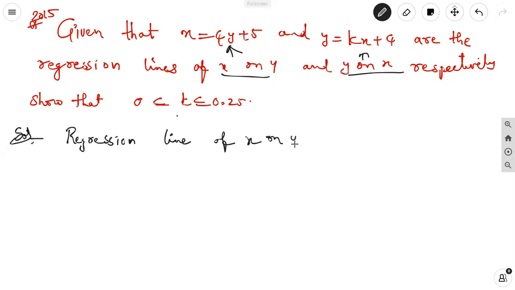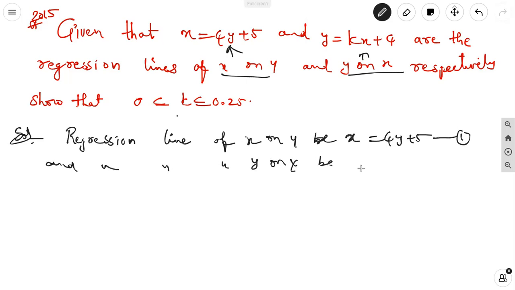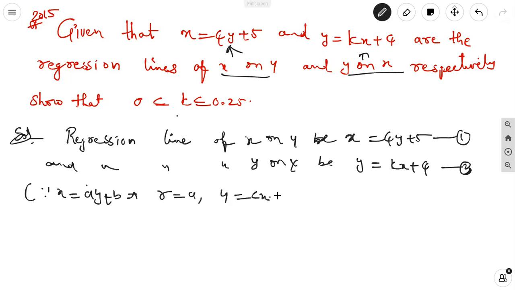The regression line of x on y is x = 4y + 5, the first equation, and the regression line of y on x is y = kx + 4, respectively. Here, if x = ay + b, then a is the regression coefficient. If y = cx + d, in this regression, r is equal to the regression coefficient, r = c.